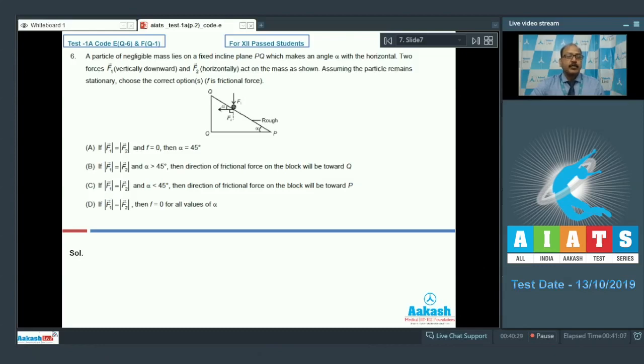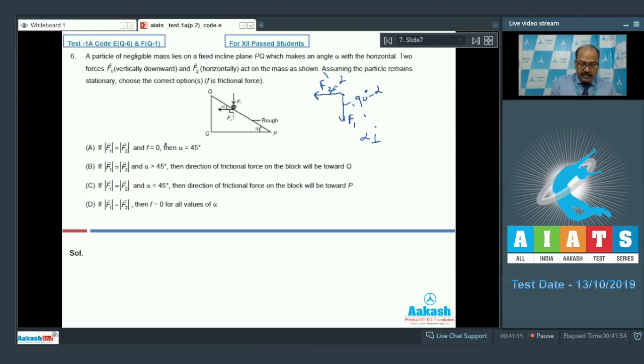Let's evaluate these options. Obviously, the question is from the topic laws of motion, and the subtopic is friction, for which we draw a free body diagram of the particle whose mass is negligible. So if I draw the free body diagram of the particle, the force F1 is acting vertically downward, force F2 is acting like this. Let's say this is the surface PQ and this angle is alpha. If this angle is alpha, then this angle is also alpha, and this angle is 90 degree minus alpha.